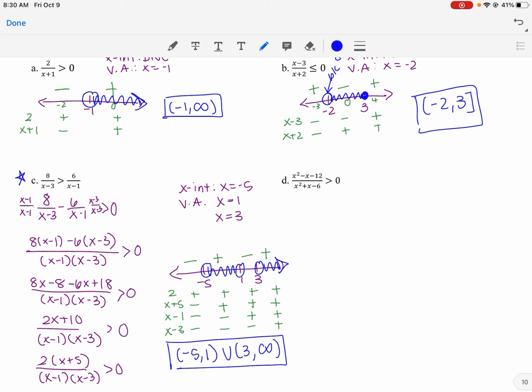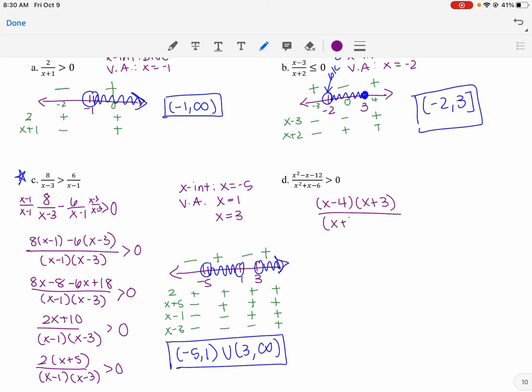I'm going to say this is one you definitely want to know, okay? We see lots of these on our tests and our quizzes and stuff, right? They like to challenge you a little bit more than just the basic ones. Okay, this last one we're going to have to factor. So x minus 4, x plus 3, divided by x plus 3, x minus 2 is greater than 0.